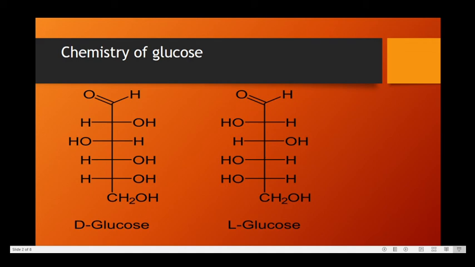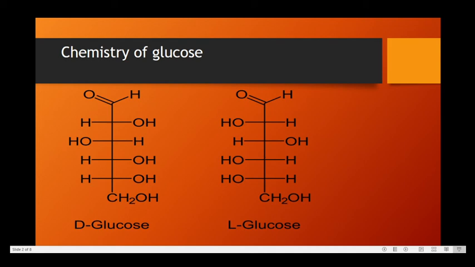It has one aldehyde group, which is the main functional group, and 5 hydroxyl groups. Out of these 6 carbon atoms, 4 are asymmetric carbon atoms. Asymmetric carbons are those carbon atoms whose 4 valencies are occupied by different atoms or different groups. So in this molecule, carbon number 2, 3, 4 and 5 are asymmetric carbon atoms.